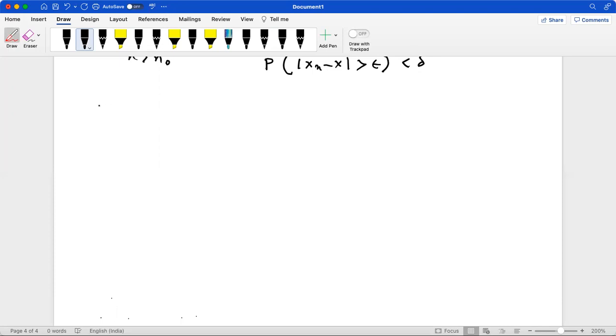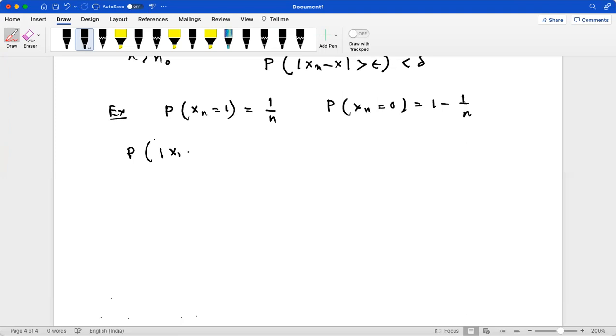One example will make it very clear what probability convergence is. Consider Xn to be a sequence of random variables such that the probability of Xn equal to 1 is 1 by n, and the probability of Xn equal to 0 is 1 minus 1 by n. So it is just a Bernoulli with success probability 1 by n. Now, what is the probability that Xn is bigger than epsilon?